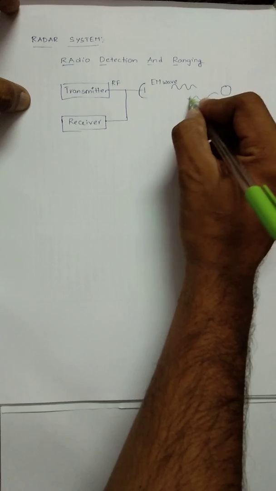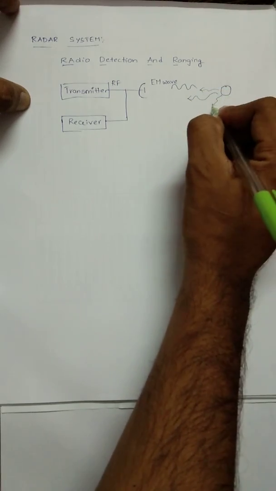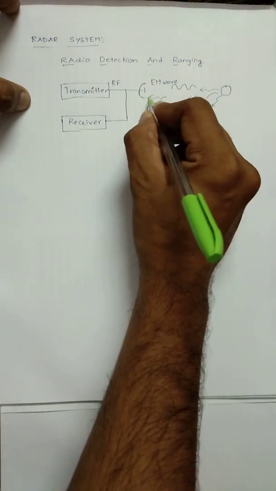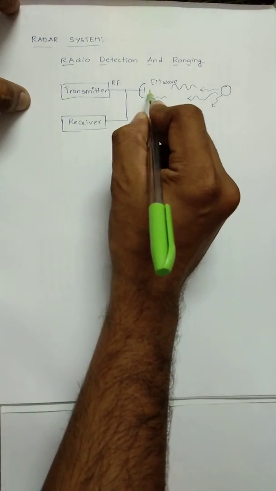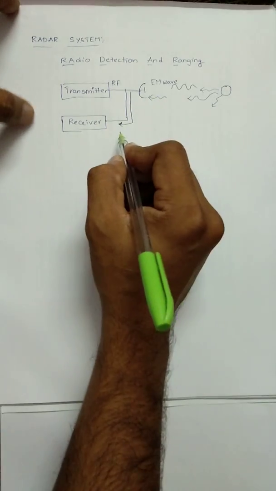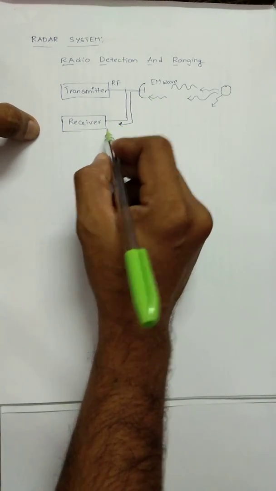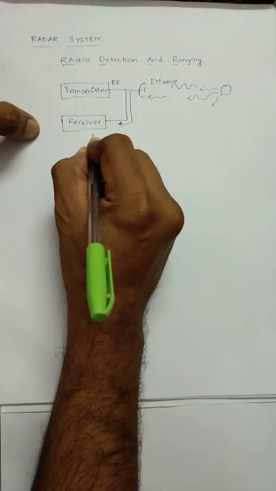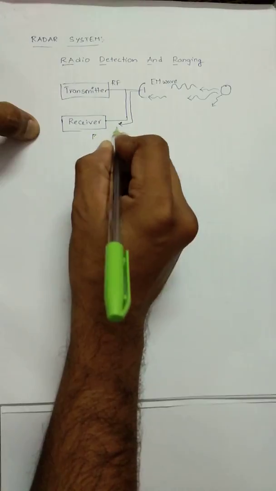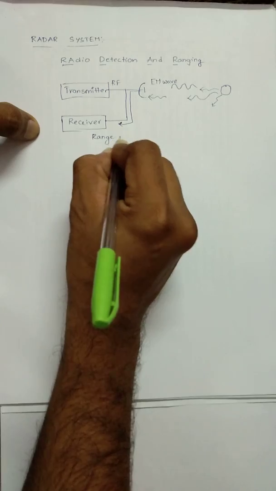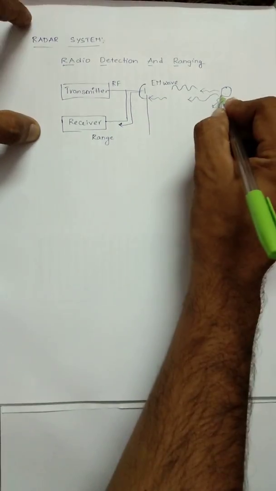Suppose if any object is there, some reflections will be there in several directions. Some part of the signal is re-radiated back towards the radar system. It will be collected by the antenna and the signal will be sent to the receiver for further processing. Here the receiver is going to determine the signal and find the range, nothing but the distance between the object and the radar system.